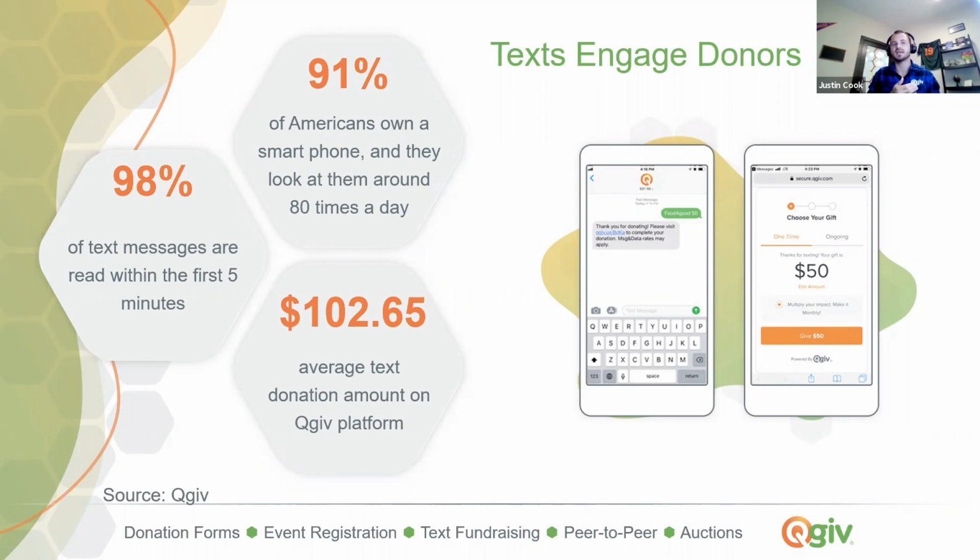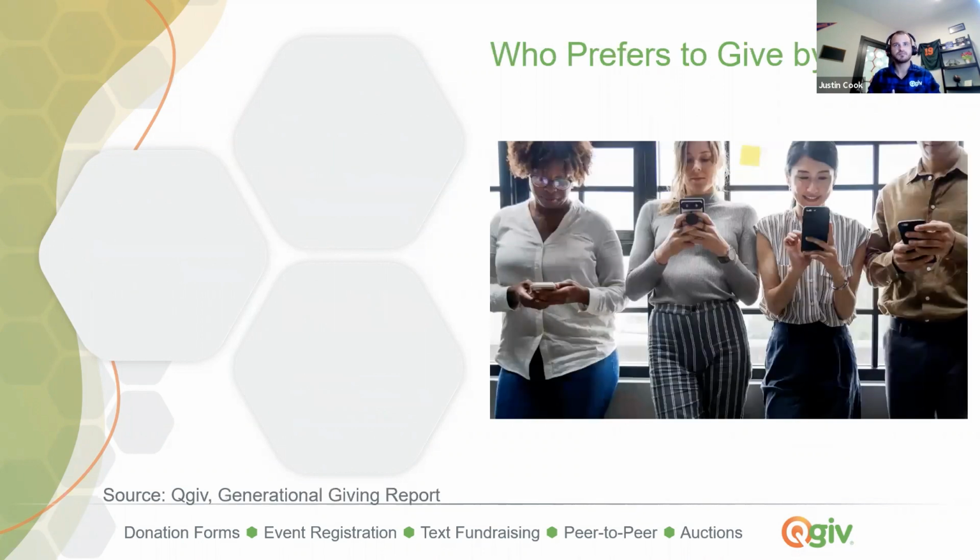And the average text donation amount through the Qgiv platform is $102.65. And already many of your donors are using their phones to make transactions, so using some of the best practices that we outline throughout this presentation will make giving via text even easier than paying their phone bill. So there are many opportunities for you to connect with your donors and inspire their generosity.